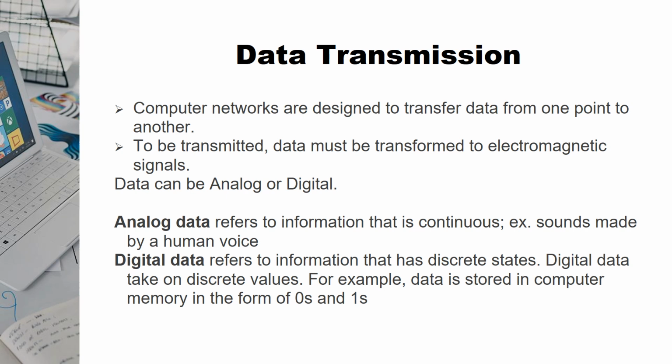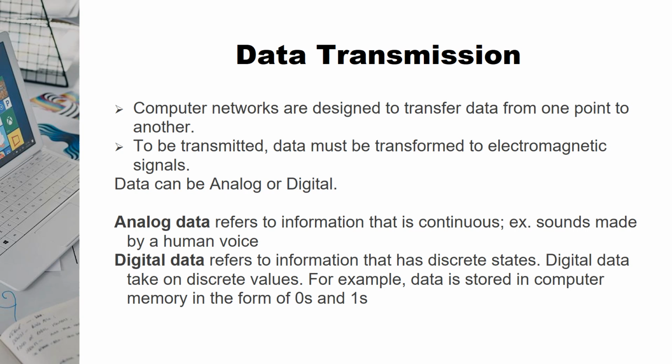And data can be analog or digital. We are talking of analog data. This is data that represents information in a continuous form. This includes signals that vary smoothly over time, such as sound waves from a musical instrument, right? Sounds made by a human voice are also analog. The varying pitch of a guitar string produces analog data, which can fluctuate infinitely within a range.